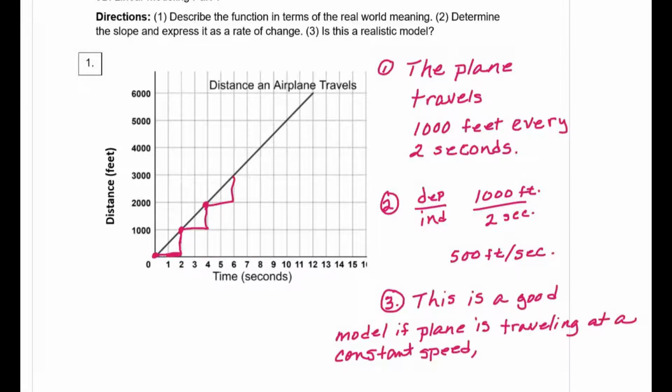And the second thing that's going to make this a realistic model is that this model is only good for a limited time. This plane cannot keep traveling forever. So it's only going to be for a certain amount of time. So in your homework, when you're asked about something being a realistic model, your answers are always going to go back to these 2 points. Do you have a constant rate of change, and is this good for a limited time?